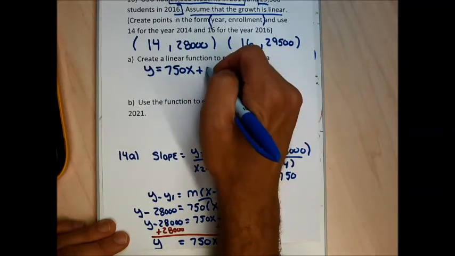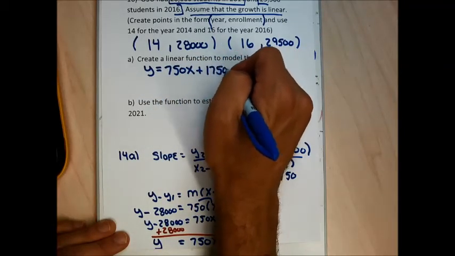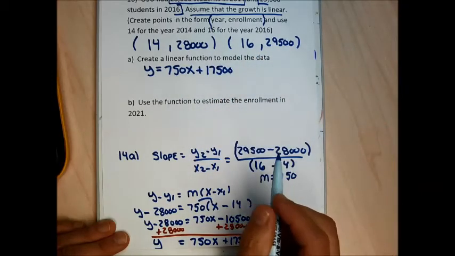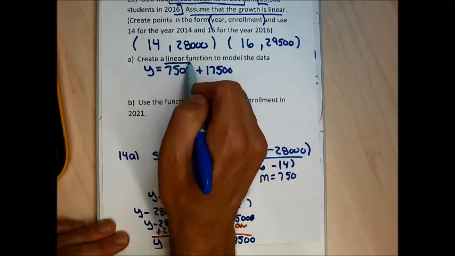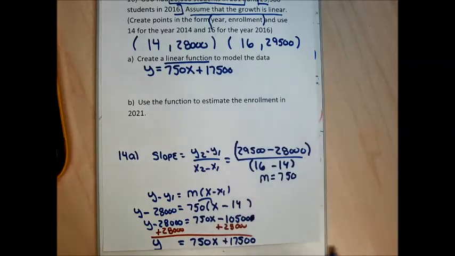When I read problem 16a, it says create a linear function to model the data. Linear means I needed to find an equation of a line. Function probably means it wants function notation instead of the y notation.